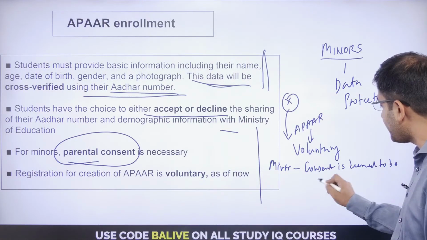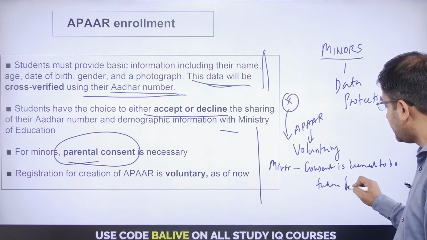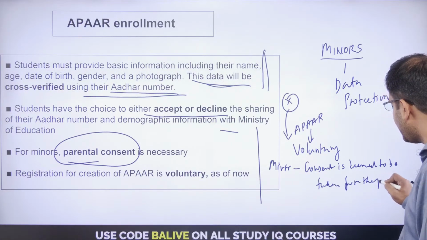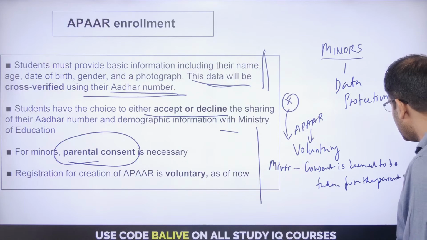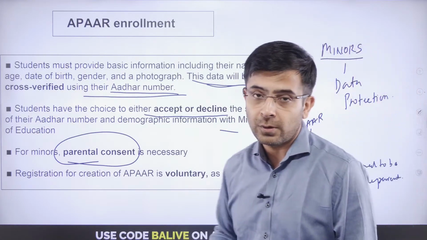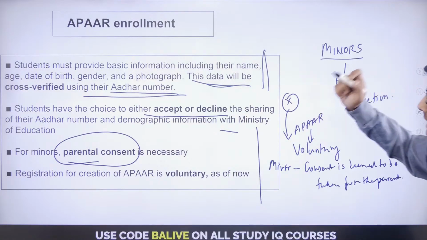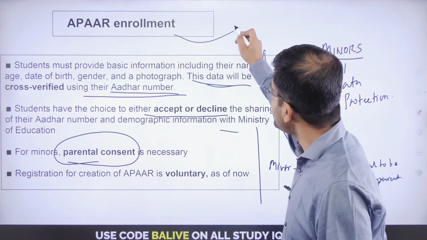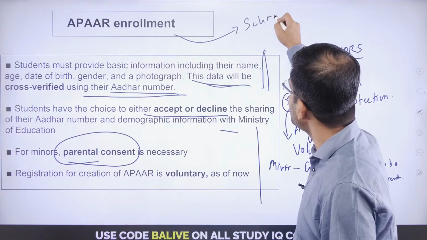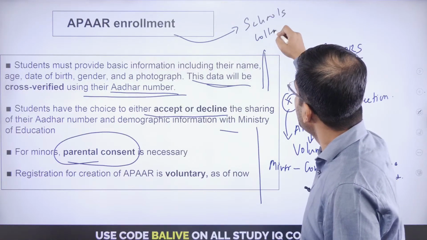Okay, to be taken from the parent. So it's the parent who goes ahead and informs whether the child is going to be a part of the Apar or not, which is fair. Okay. Now, understand this problem though. So it's a process that is going to happen in our schools and colleges, right?